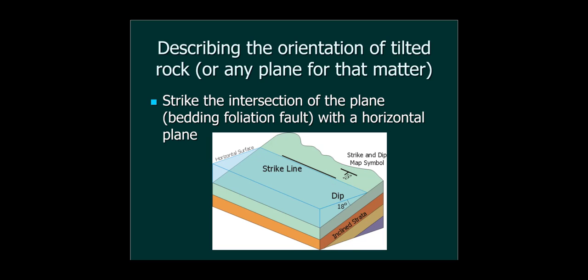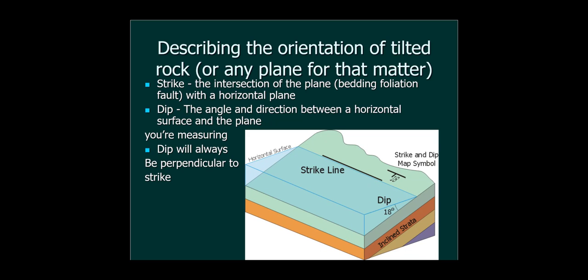Okay, now we also have dip. All right, dip is the angle between that perfectly horizontal plane and the plane that you're interested in, right? And so this dip angle here is about 18 degrees.